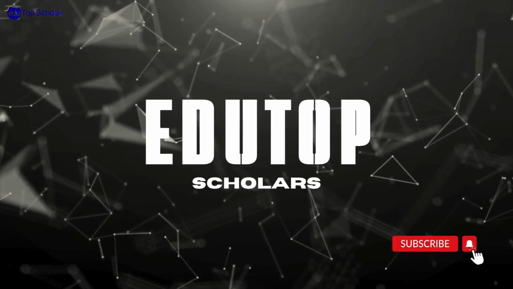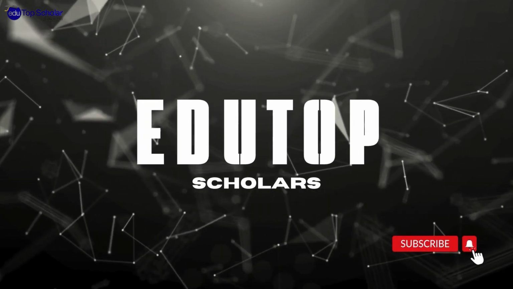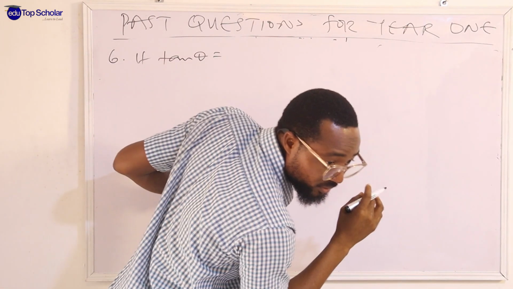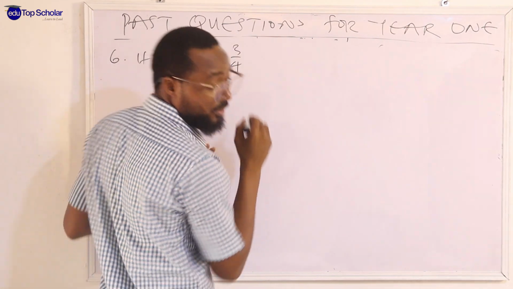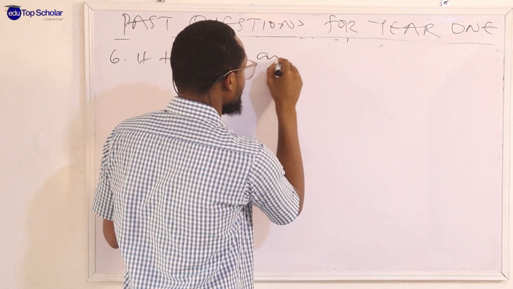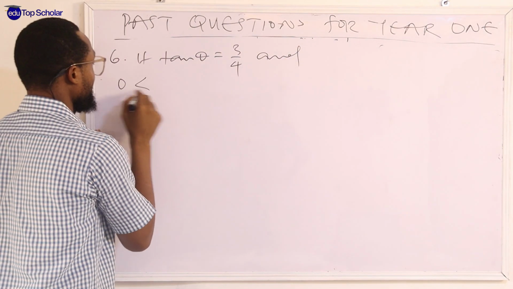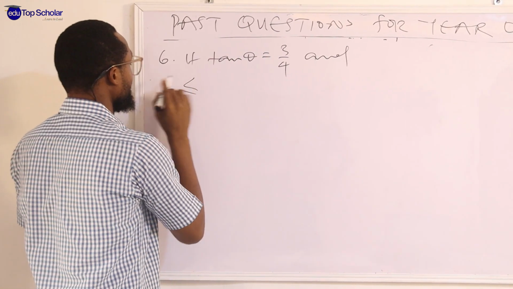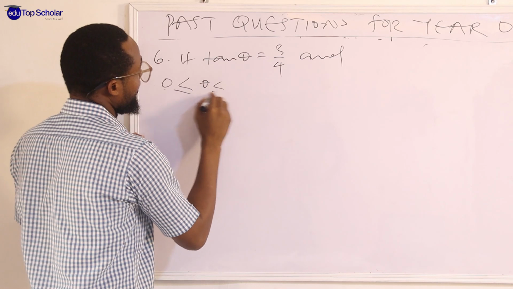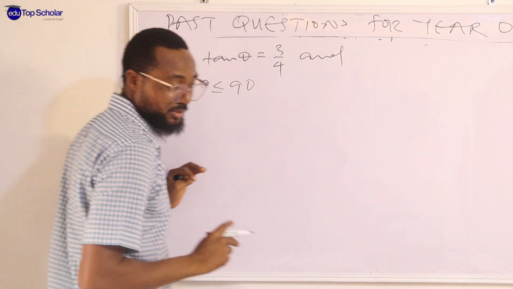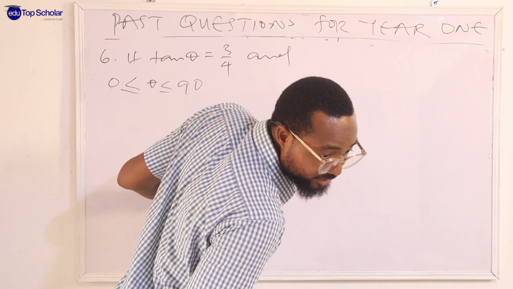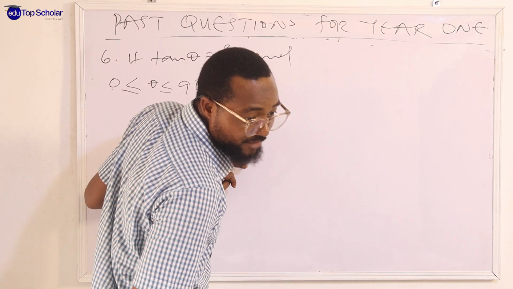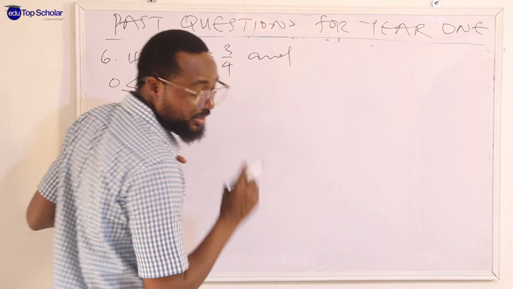Question 6. The question says, if tan theta is equal to 3/4 and theta is within 0 and 90 degrees, okay, that is an acute angle. And now the question says, evaluate sin theta, cos theta, and sec theta.